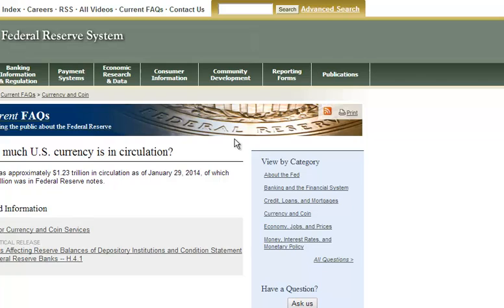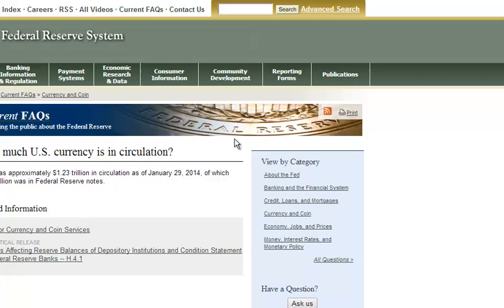Also, I tried something else. I Googled how much U.S. currency is in circulation. Sorry, I know that you can't read this. I don't know how to move the screen to the right, but we see here that there was approximately 1.23 trillion in circulation as of January 29, 2014. So what's on our board is more money than exists in U.S. currency.